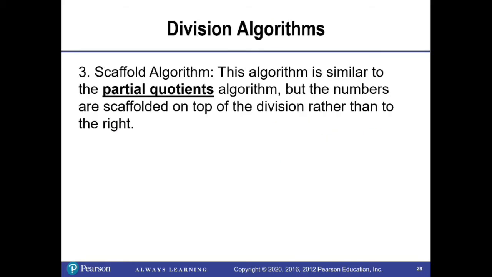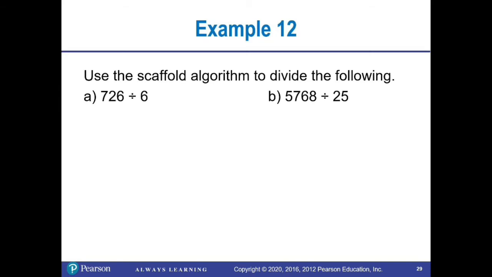Our next algorithm is called the scaffold algorithm. Now, this algorithm is similar to what we just saw in the partial quotients algorithm. But rather than writing our groups of 6 out to the right, we're going to scaffold them on top of the doghouse, or that division symbol. So here we're dividing 6 into 726. Now notice I left a space at the top of my division symbol because I'm going to scaffold my answer on the top there. Think about your groups of 6s.